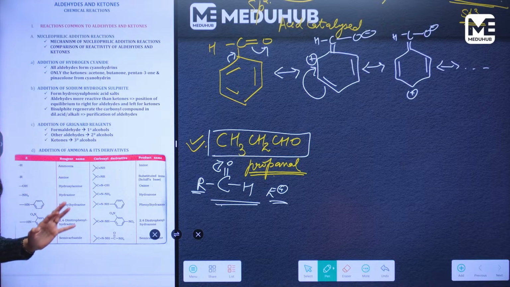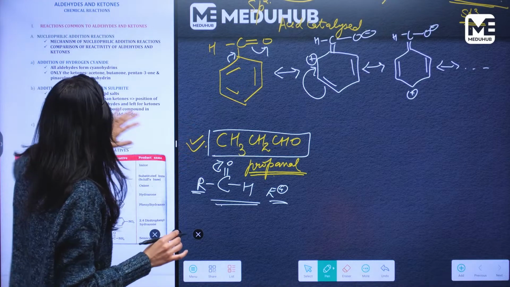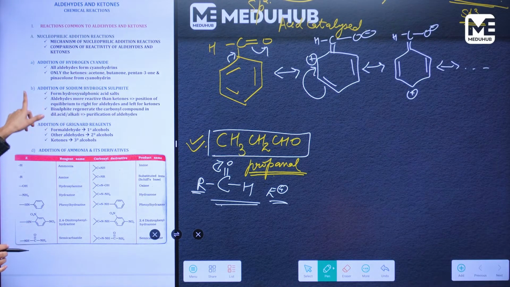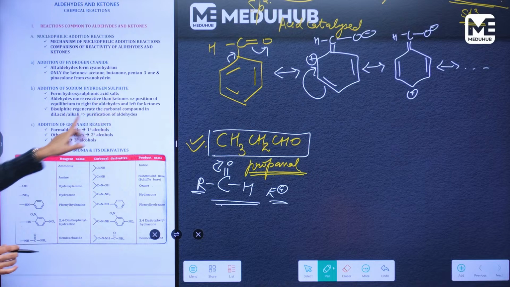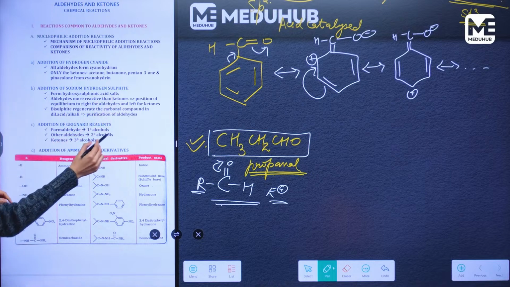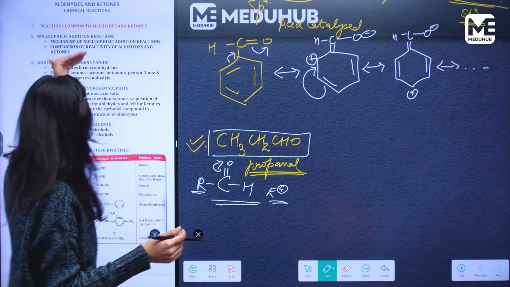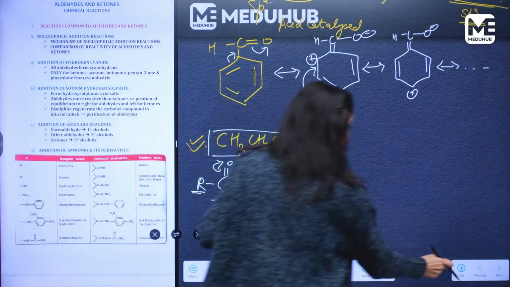So the 4 reactions of aldehydes and ketones are: one is addition of hydrogen cyanide, second is addition of sodium hydrogen sulfite, third is addition of Grignard reagents, and the fourth is addition of ammonia and its derivatives. We'll do all of them one by one.